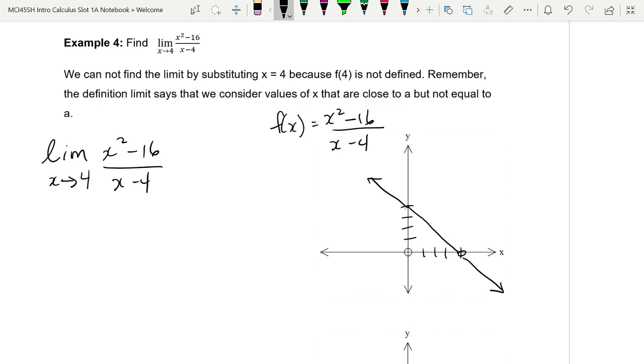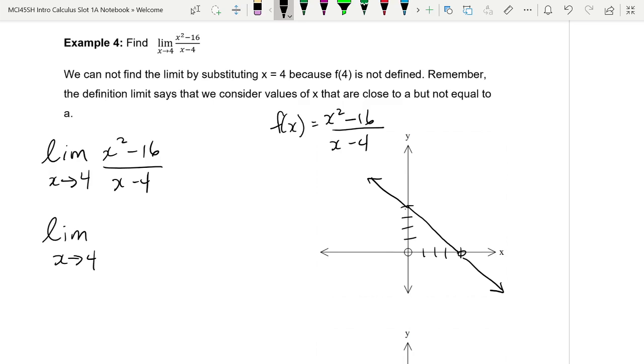But what do I notice about this function? Hopefully everybody notices this right away. Or not. It's early. What do you notice about it right away? Yeah, the denominator is a factor of the numerator. So I can use that piece of algebra knowledge to make my life a little easier.